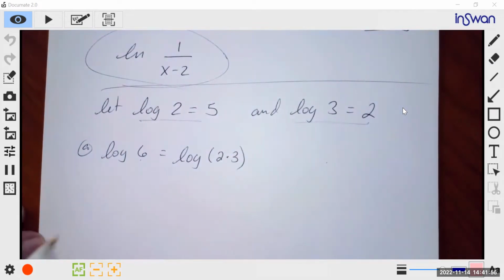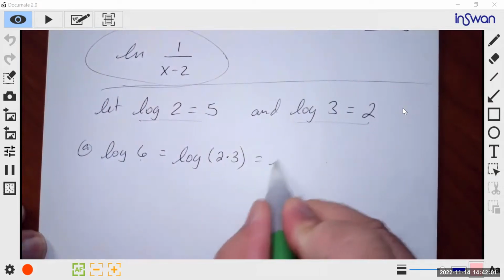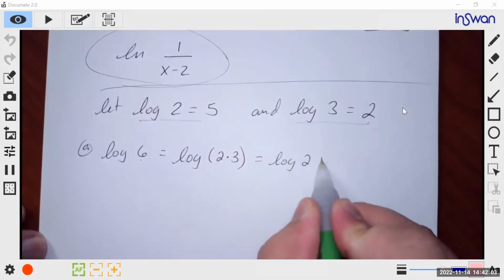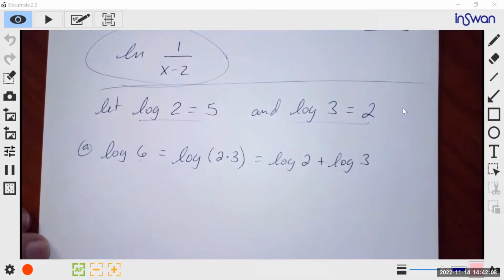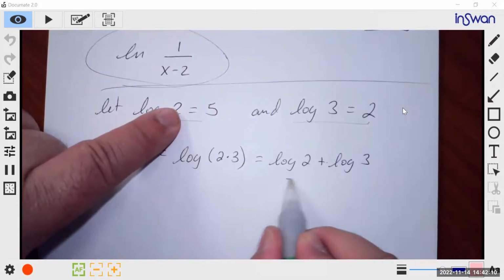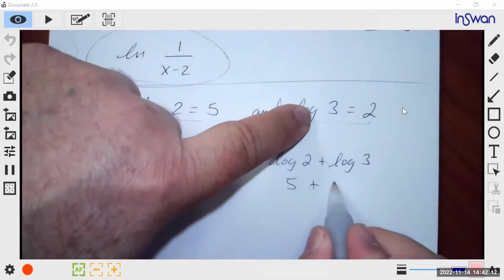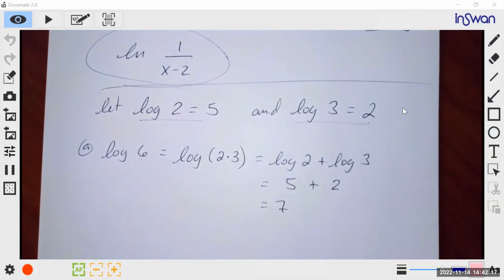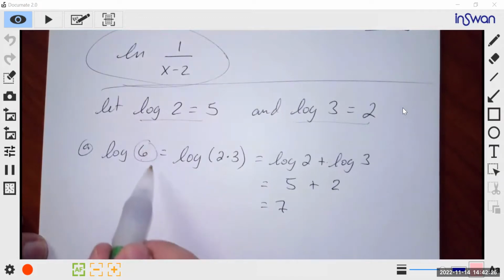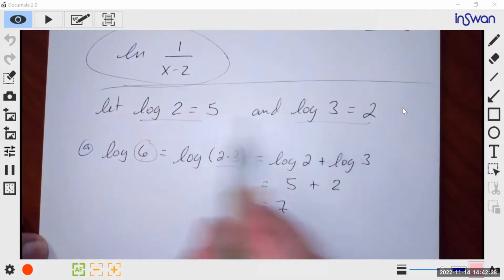Isn't 2 times 3 the same as 6? Since we have a product, I can split them up. Log of 2 is 5. Log of 3 is 2. So the answer is 7. So I take what I have, put it into what I need, and then solve it out.